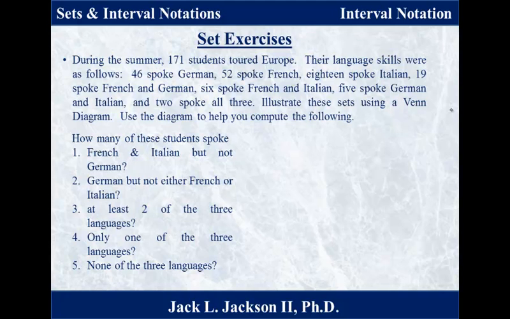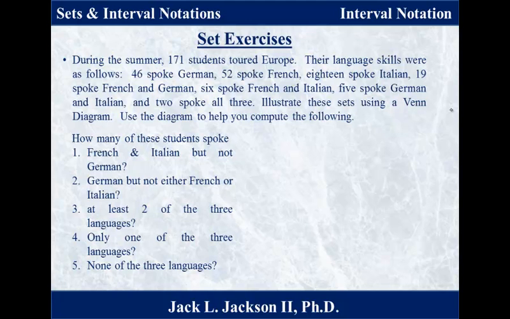Among their perhaps other language skills were these skills. 46 of the students spoke German, 52 spoke French, 18 spoke Italian, 19 spoke both French and German, 6 spoke both French and Italian, 5 spoke German and Italian, and 2 spoke all 3 of these languages. So give us an illustration of this with a Venn diagram.